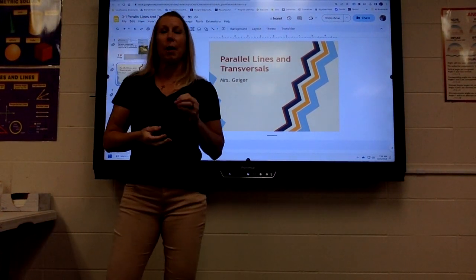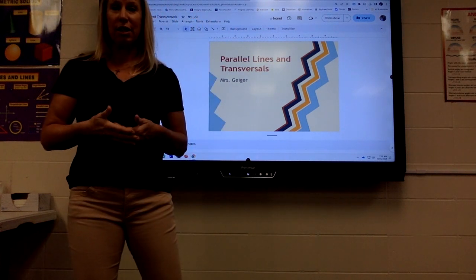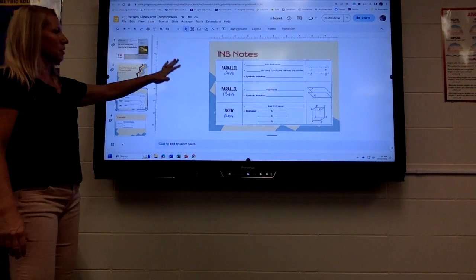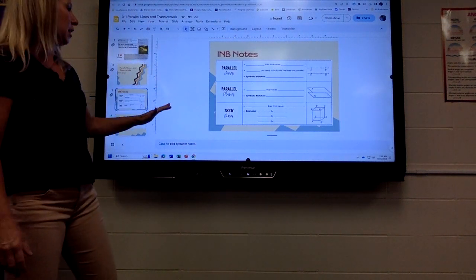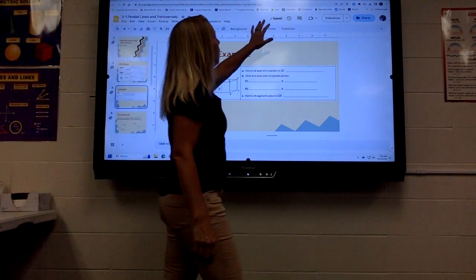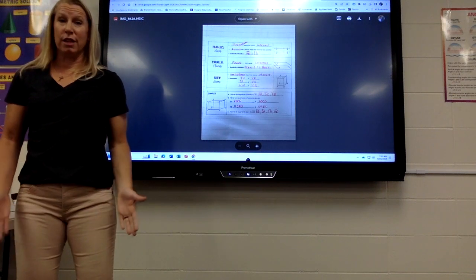So today we're going to talk about parallel lines and transversals. There's a lot of new vocabulary, so make sure that you get all your notes. The first thing we're going to do is talk about parallel lines, parallel planes, skew lines, and then we'll do an example. So make sure that you get all of that written out.